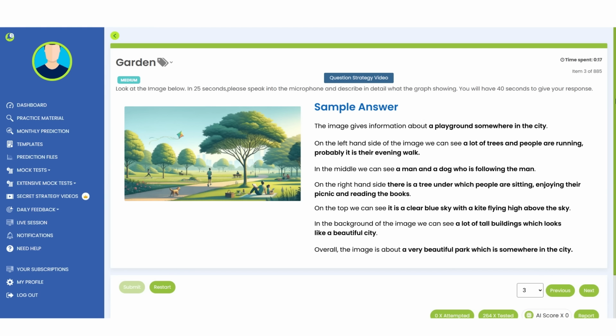Easy. What did I do over here? I kept it simple. This is on the left, this is in the middle, this is on the right. In the back, I've got skyscrapers. In the front, I've got flowers. I've got a sky. I've got a kite, and that's it.